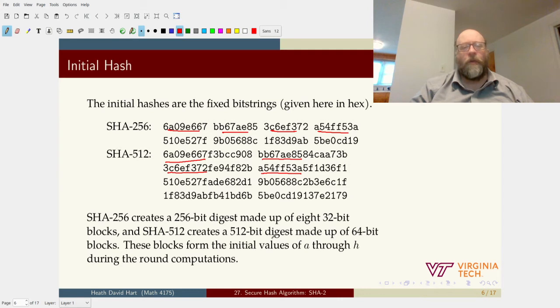SHA-512 uses longer blocks. I'm calling these blocks, I should probably call them words, because that's what they call them in the specification. They use 64-bit words. We call these A through H during the round computations. They will be the initial values of A through H, and so we will start the round by initializing A through H to be these values here. And in SHA-256, we work with 32-bit words. In SHA-512, we work with 64-bit words.